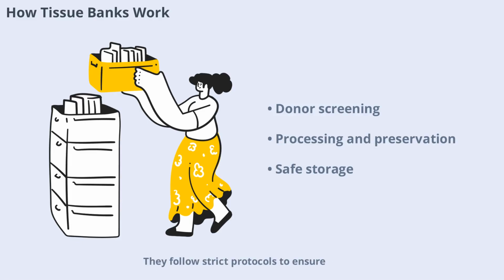They follow strict protocols to ensure that allografts are safe and effective. The process begins with donor screening, followed by careful processing to remove any potential contaminants. The tissues are then preserved, often through freeze-drying, and stored until needed. This system ensures a steady supply of high-quality graft materials for surgeons and patients.